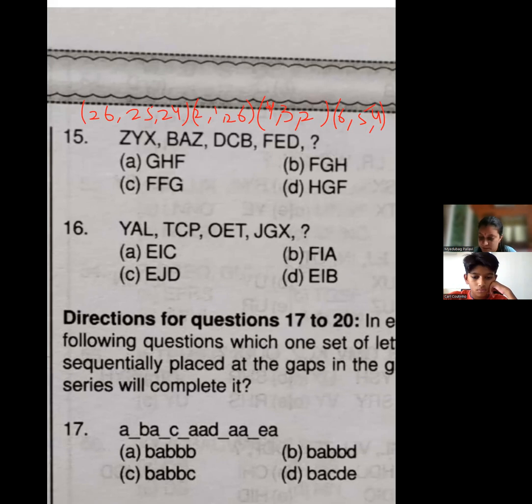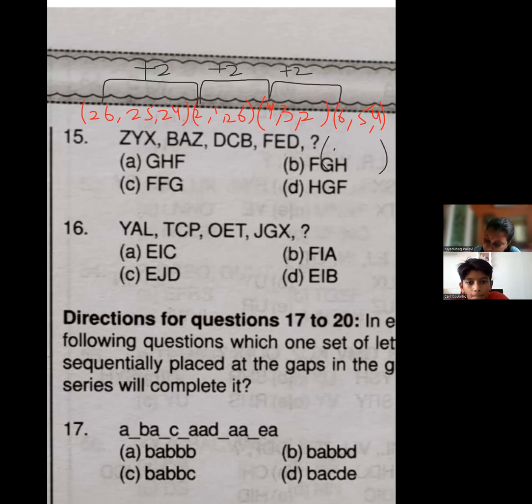Let's see the series. 26 is becoming 2, then 2 and 4, and 4 and 6. In the first one, there is an increase of 2, right? That means now 6 plus 2, we'll get 8. The first letter we have got is 8.